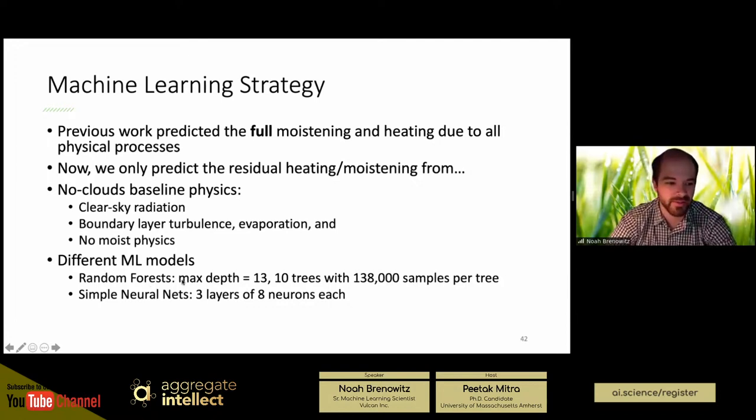So we use random forests, pretty off the shelf as well, with these hyperparameter settings. Again, this is a very data-rich problem. So we have data-rich in the sense that we have a lot of data, not necessarily that it covers the variability we need, but we have a lot of it. And so we use a lot of samples per tree. And then we compare this to excessively simple neural networks. These are pretty preliminary results, but three layers, eight neurons each. Very simple.